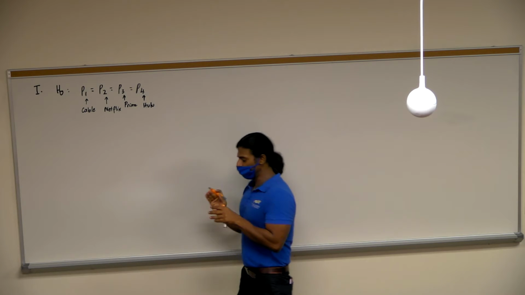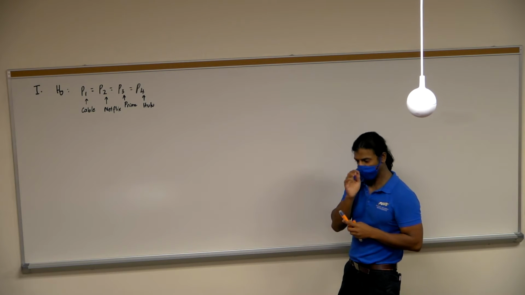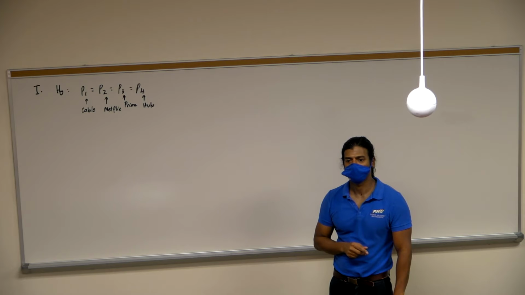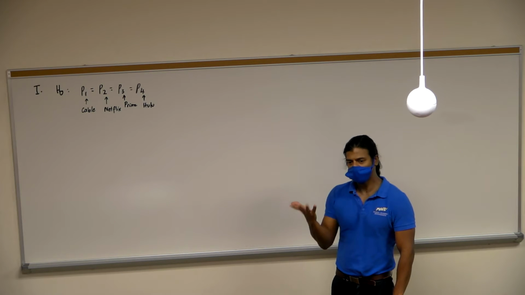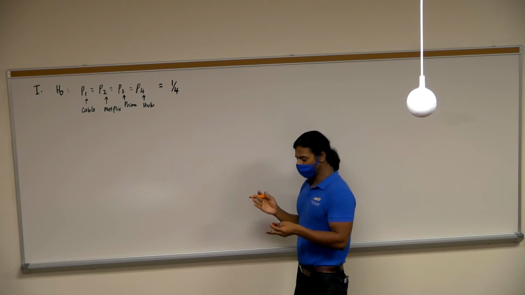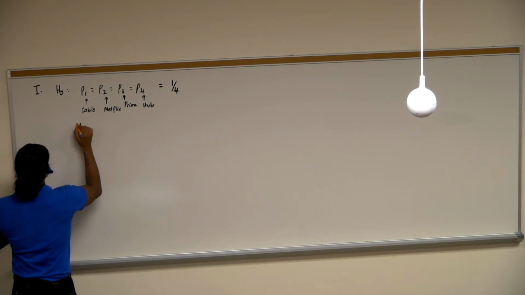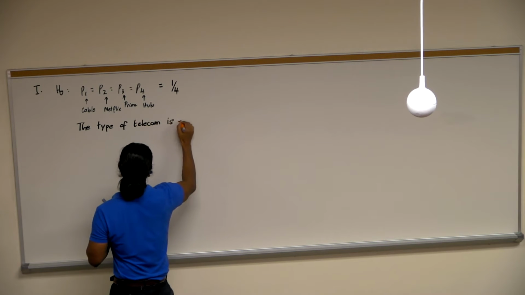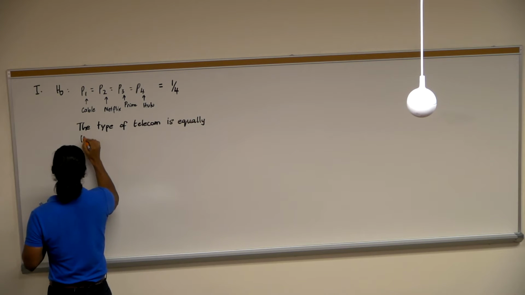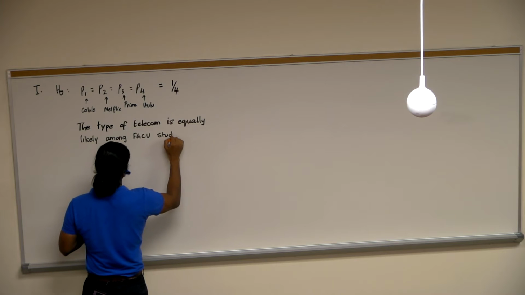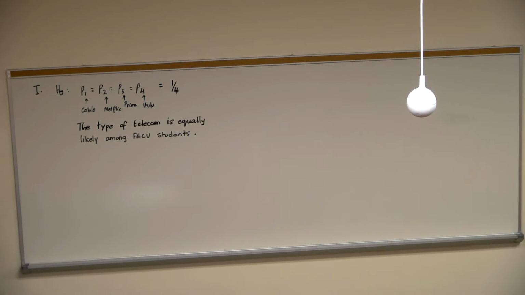So we've got 4 levels, and my claim is that they are equally likely. What would that mean? What are the chances of each of them? 25% each, or we can simply say it is 1/4. In words, what would this mean? It simply means that the type of telecom is equally likely among FGC students.